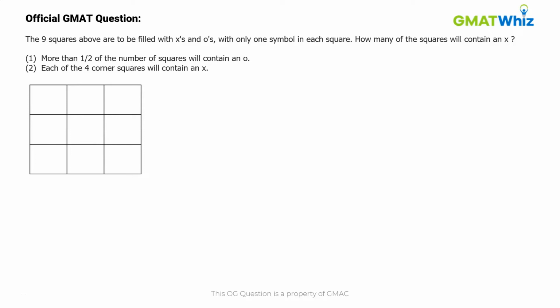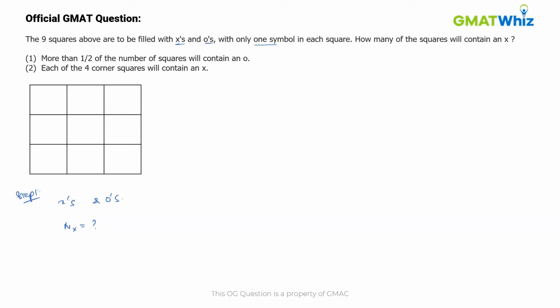In this question we are given that there are 9 squares that need to be filled with x's and o's, and each square must have only one symbol. So we have to fill the squares with any number of x's and o's. We have to find out the number of squares that will contain x.